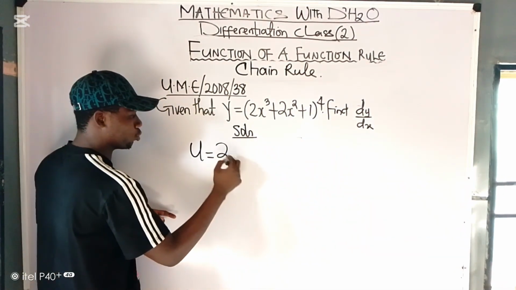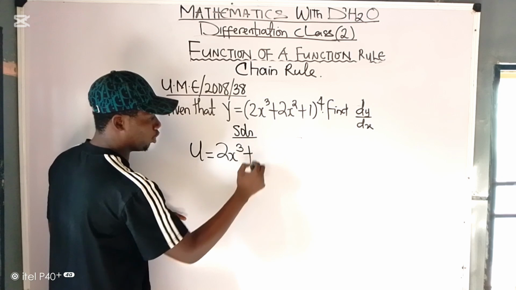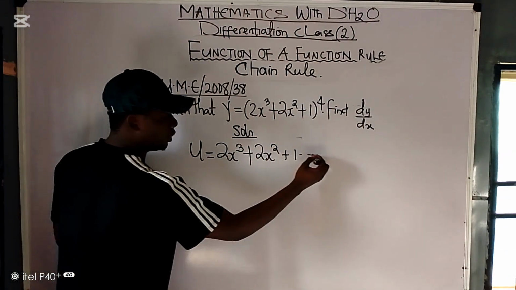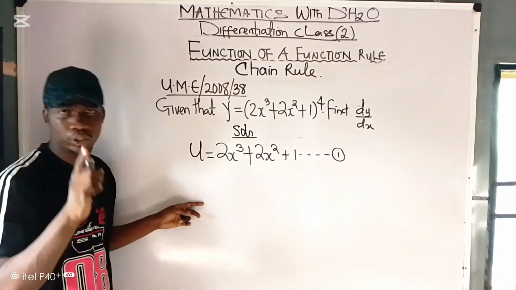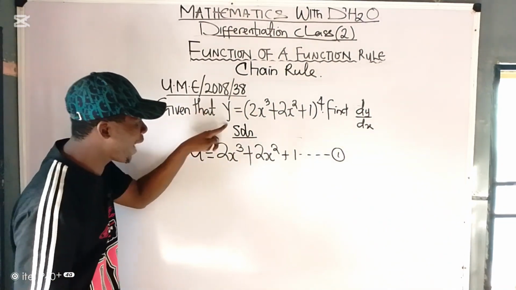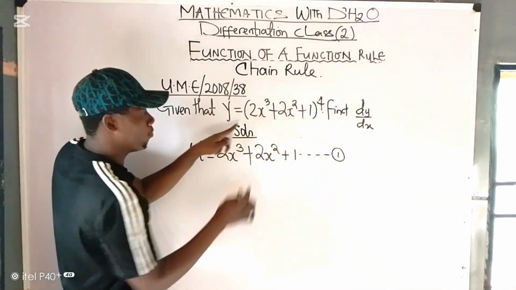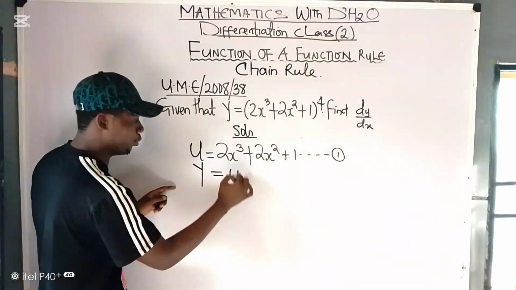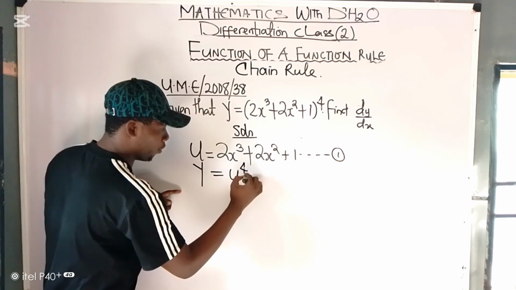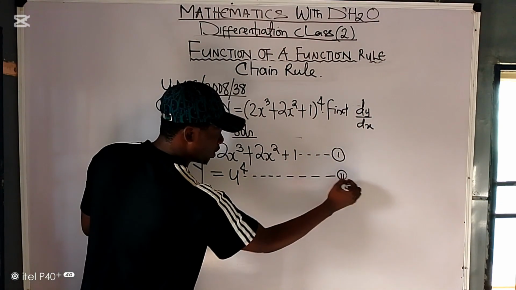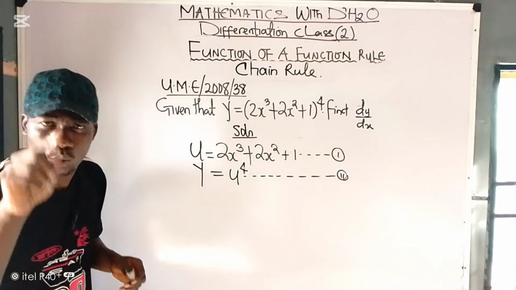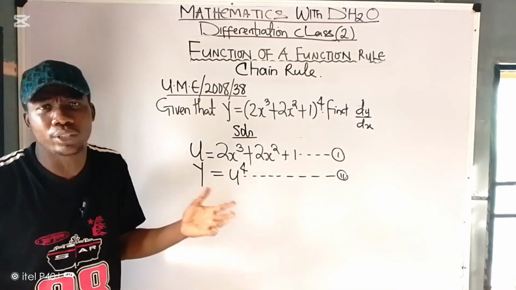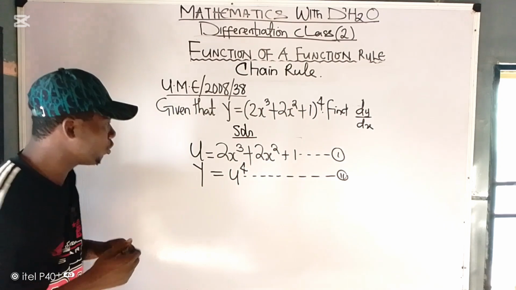So you have 2x cubed plus 2x squared plus 1. Yes, and we'll call it equation what? Equation 1. You get? Then y becomes u raised to the power of 4 because everything here is u. So you have y equals u raised to the power of 4, and we'll call it equation 2. Then what do we have to do? We'll differentiate equation 1, differentiate equation 2. Then we multiply it together, and that becomes the answer to the question. So let's do it now.